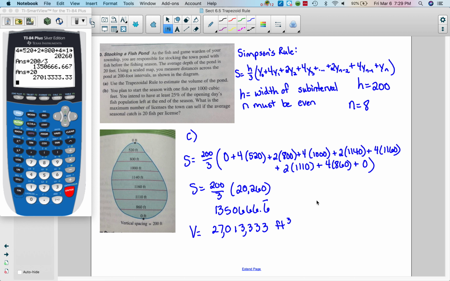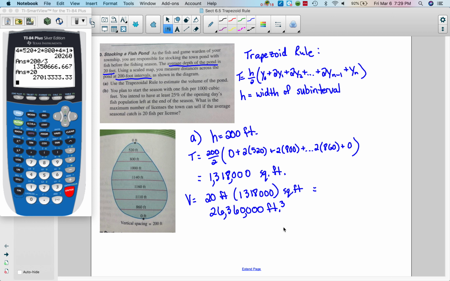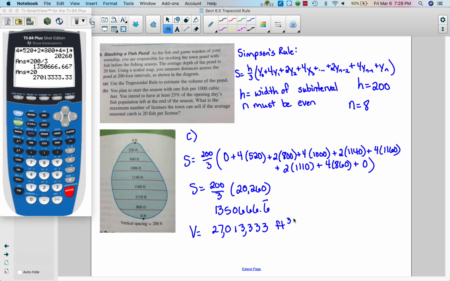Now, if I compare this answer, roughly 27 million, to the other one we got, notice they're not that far off. Simpson's is going to be better, so this is going to be closer to the real answer.